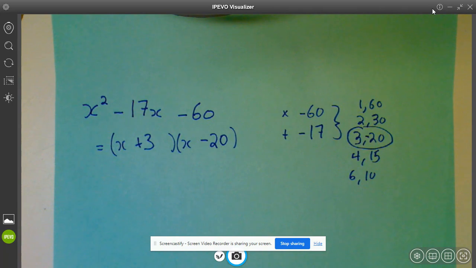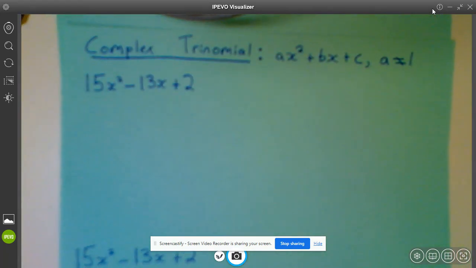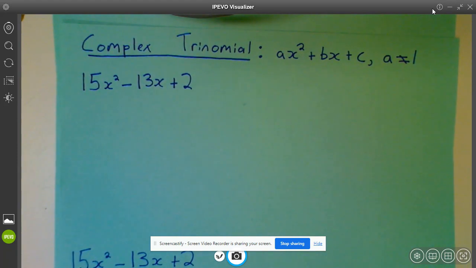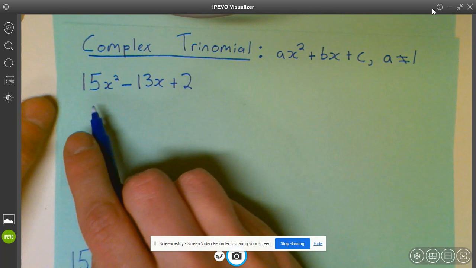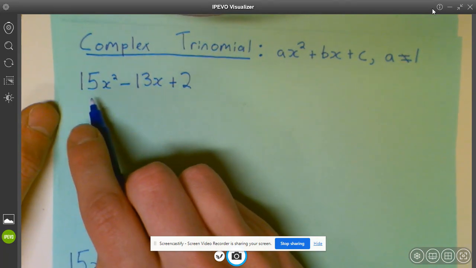After simple trinomials, you can probably guess what's coming next. So the next thing that we're going to look into is complex trinomials. We still have ax squared plus bx plus c. The only difference here is that my a value is not 1. In this case, it's 15.